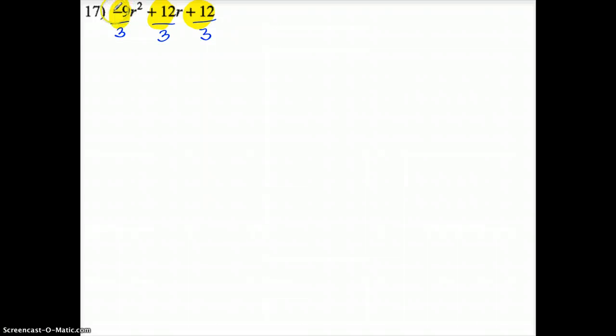Now, I see a negative out here, and I don't like that negative in the front, so I'm going to simplify this by dividing everything by a negative 3. That way I can have a nice positive number in the front. Okay, so I'll take out a negative 3, because they can all be divided by negative 3. Negative 9 divided by negative 3 is a positive 3r squared. 12 divided by negative 3 is going to be negative 4r.